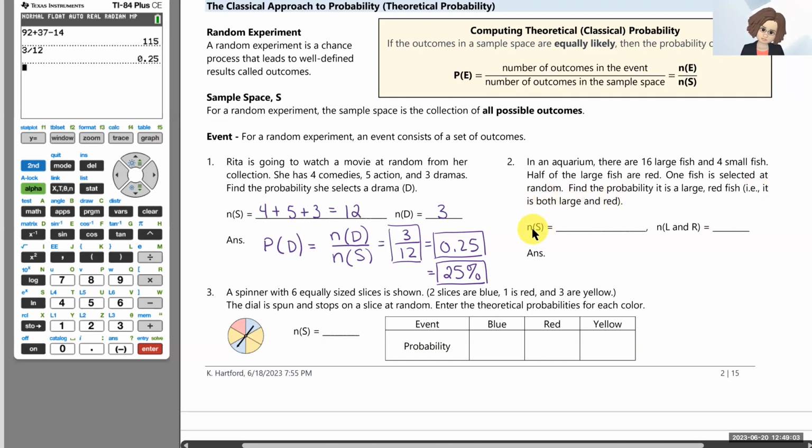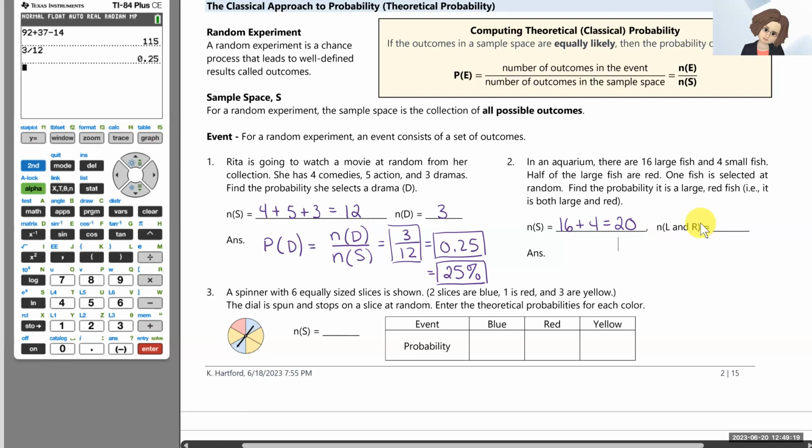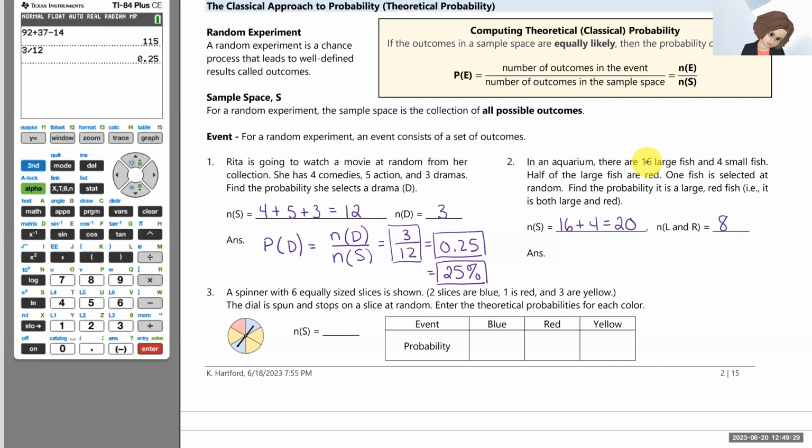So we'll start with our sample space, the total number of fish that are possible. If we pick a fish at random, 16 large plus 4 small, we've got 20 fish. And the number of them that are large fish and also meet the condition of being red? Well, we have 16 large fish, and half of those large fish are red. Half of 16 would be 8. So we have 8 large red fish.